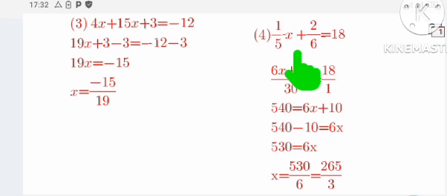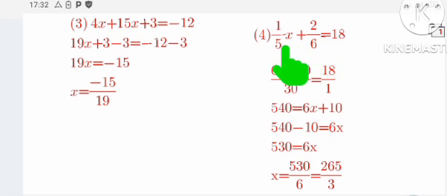Number 4 here, you must have some understanding of fractions and how to handle the denominator of fractions. I'm not going to go into so much detail because I've done a video on that. You can watch that on my channel. Here we have 1 over 5 times x, because if you assume the whole of this decimal number as a single number, it is simply 1 over 5 times x plus 2 over 6 is equal to 18. How do we solve this?